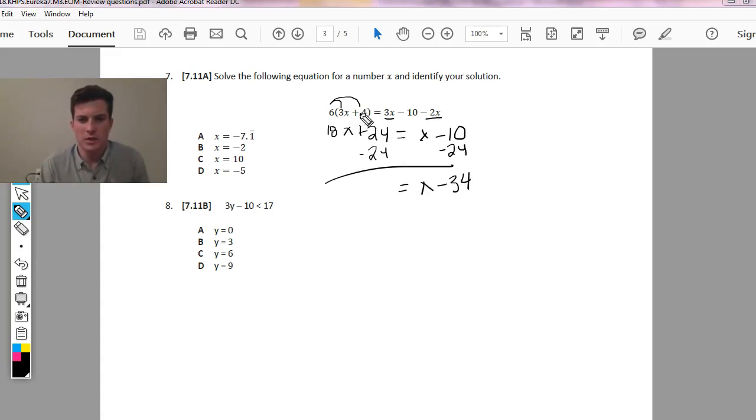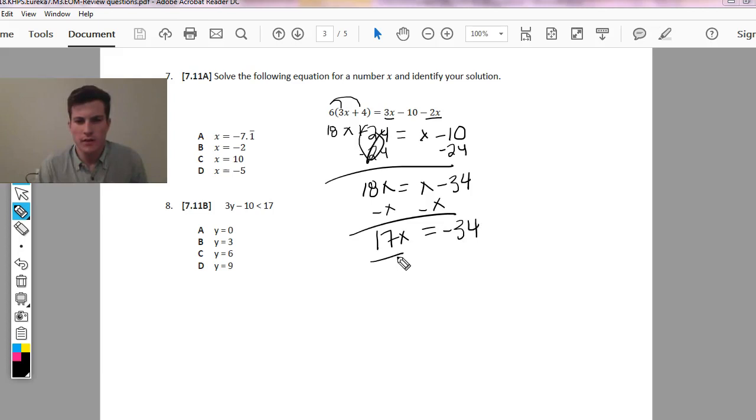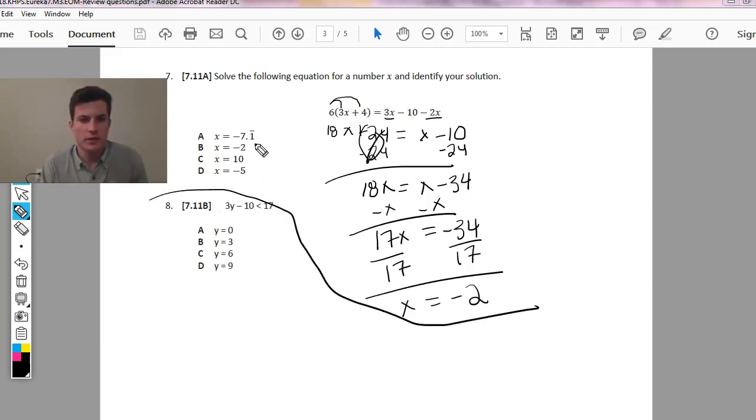We have an x. What do we have over here? This cancels. 18x. Subtract an x from both sides, so 17x equals negative 34. Divide by 17. Divide by 17. X equals negative 2. And I went way over the space for that one. Let's see. 7, we'd have B.